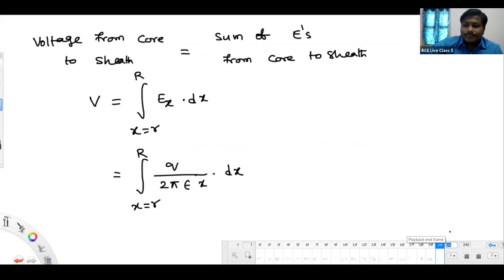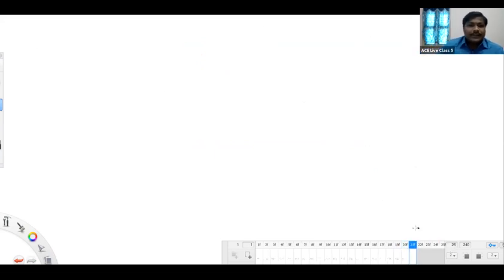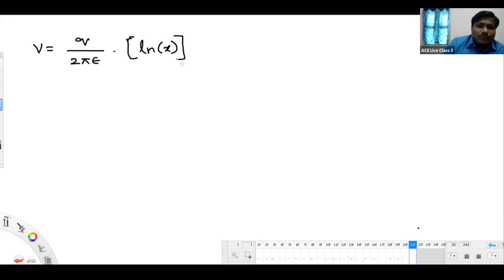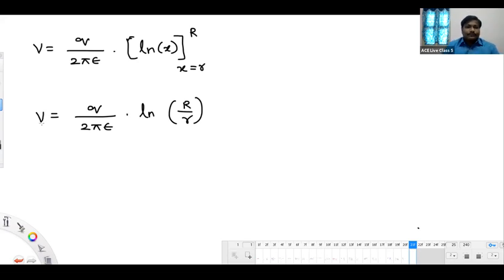So let's say voltage V equals integral from x equal to small r to capital R. After doing integration, I will take q by 2 pi epsilon directly, and 1 by x integration is natural logarithm of x. We take the limits from small r to capital R. If you apply the limits, you will get q by 2 pi epsilon into natural logarithm of capital R by small r. This is the voltage. Voltage V equals q by 2 pi epsilon ln of capital R by small r.